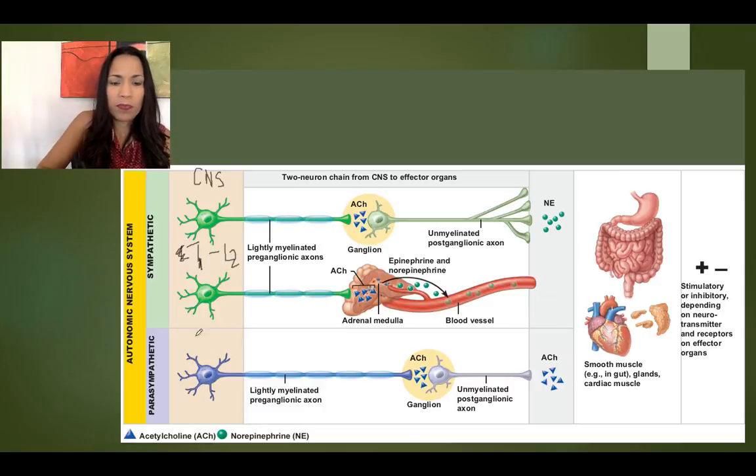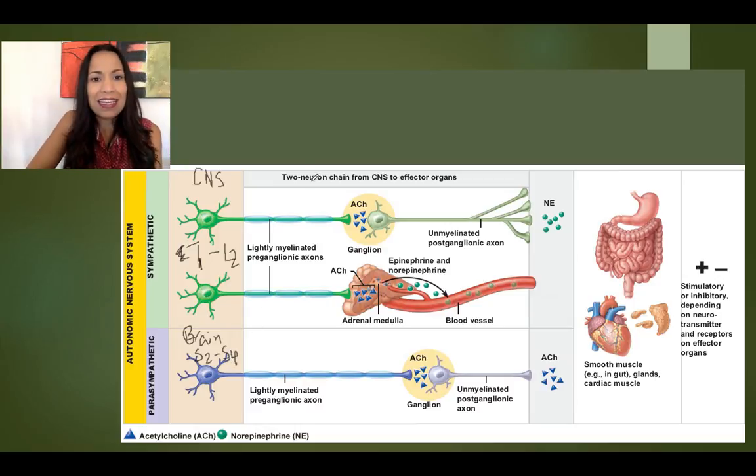Where is the preganglionic neuron of the parasympathetic nervous system located? It is located either in the brain or in the sacral segments, lateral gray horns, sacral segments from S2 to S4. And this is the reason why the parasympathetic nervous system is also called craniosacral division. Done. That's the preganglionic neuron. Let's see the preganglionic fibers, the axons of these neurons.